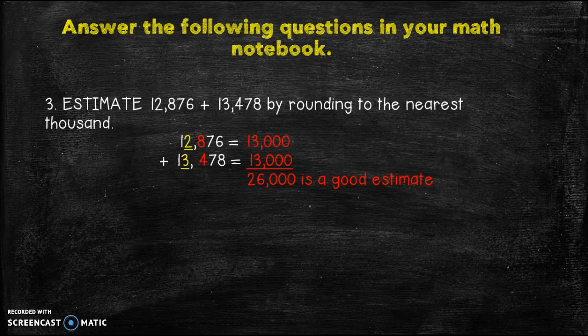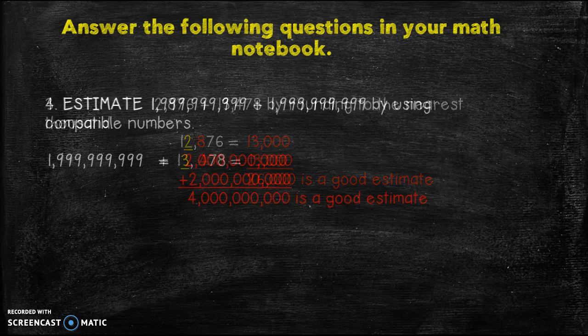This time we needed to estimate by rounding to the nearest 1,000. So 12,876 will change to 13,000 by rounding. Then 13,478 when we're rounding is also 13,000. 13,000 plus 13,000 is 26,000. That is a good estimate.